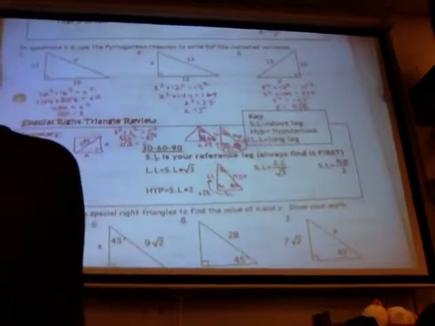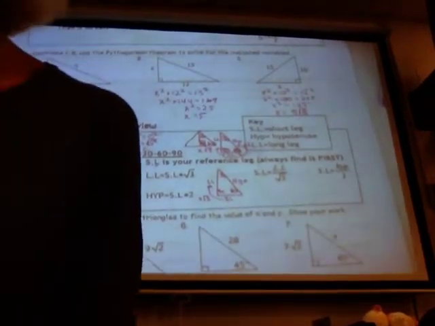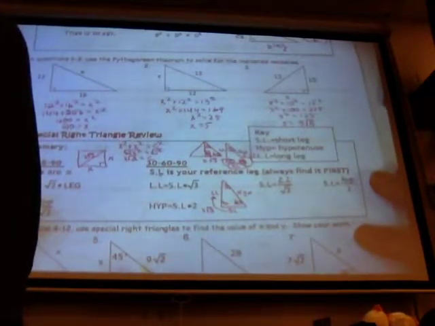We're in the trig part, right triangles. If you go from short leg to long leg, you multiply by root 3. If you go from long leg to short leg, obviously you divide by root 3. If you go from here to here, you multiply by 2. And if you go from here to here, you divide by 2. That's what all that jazz is saying.